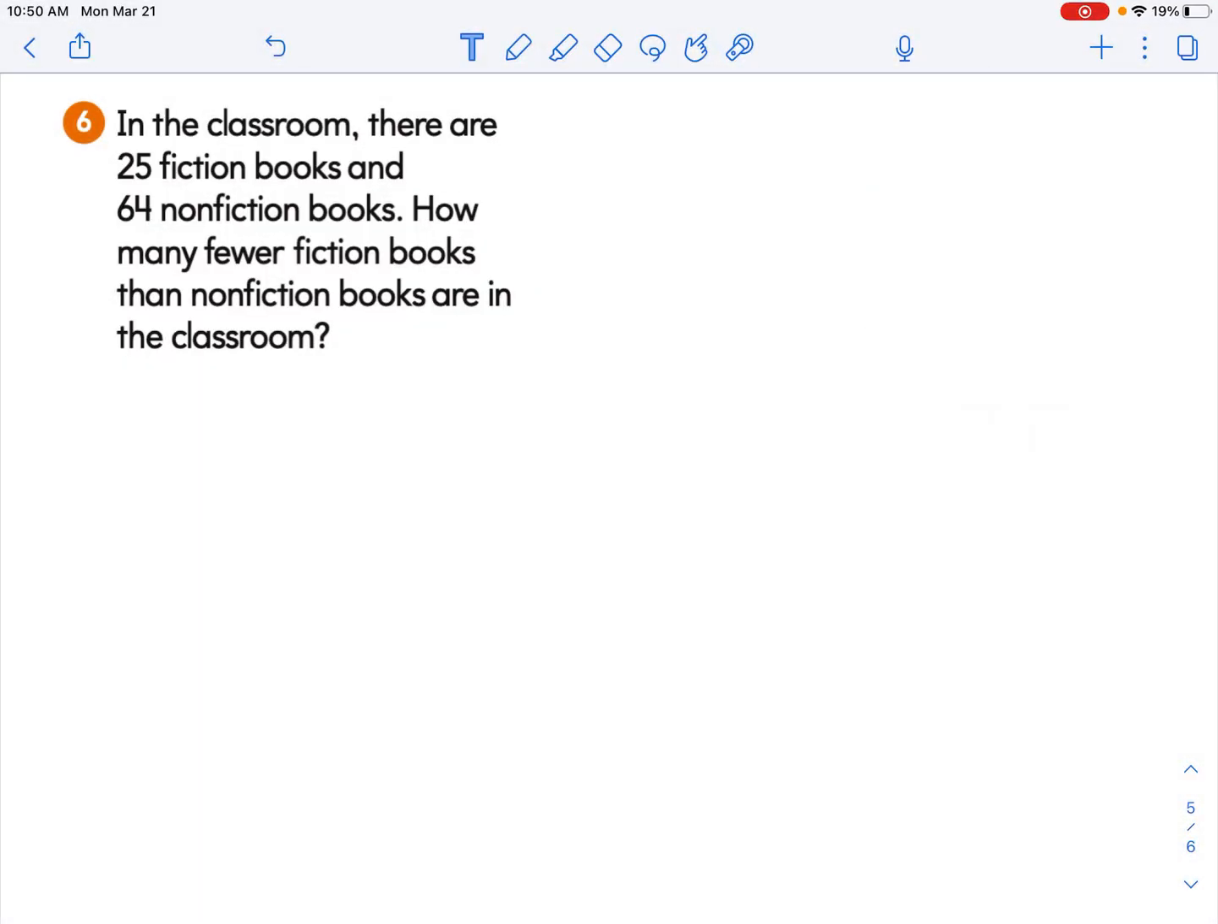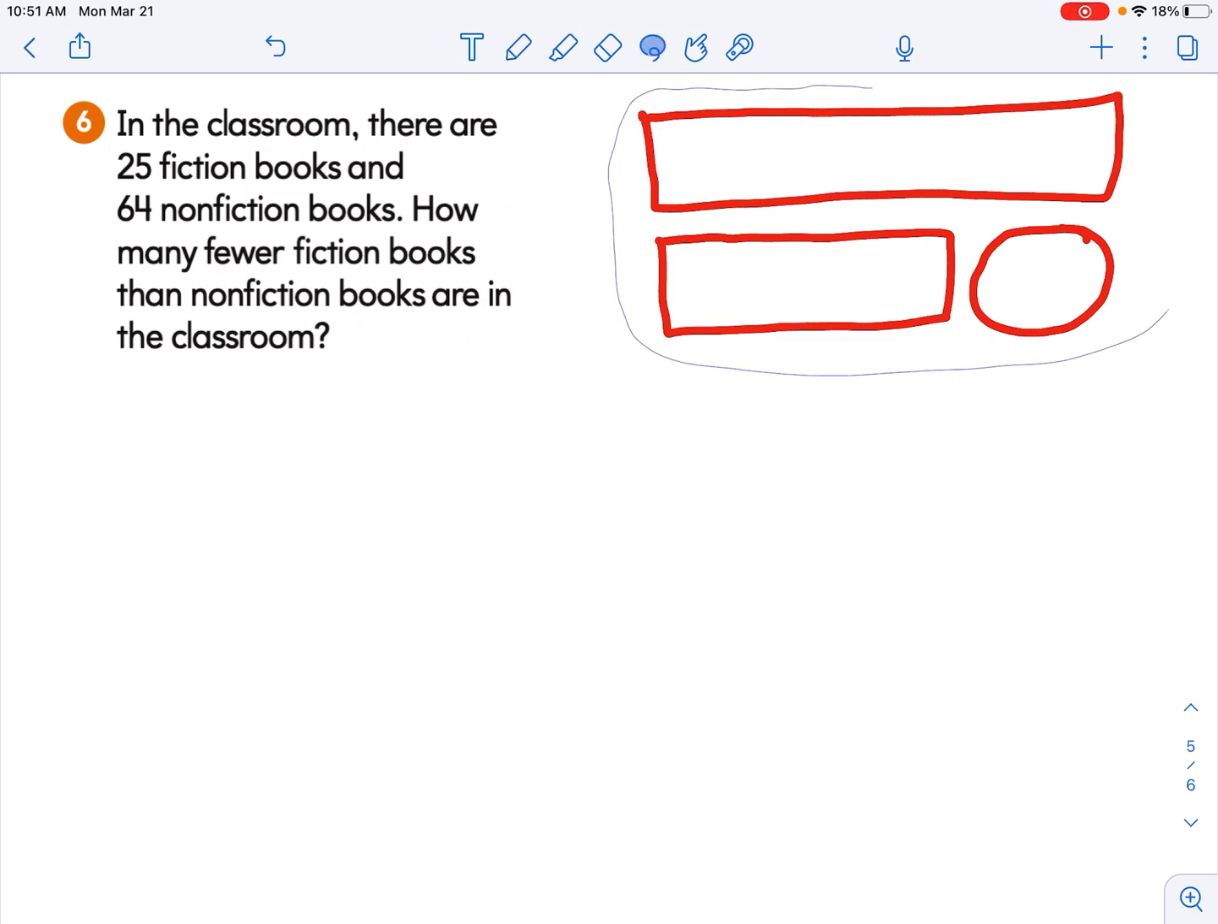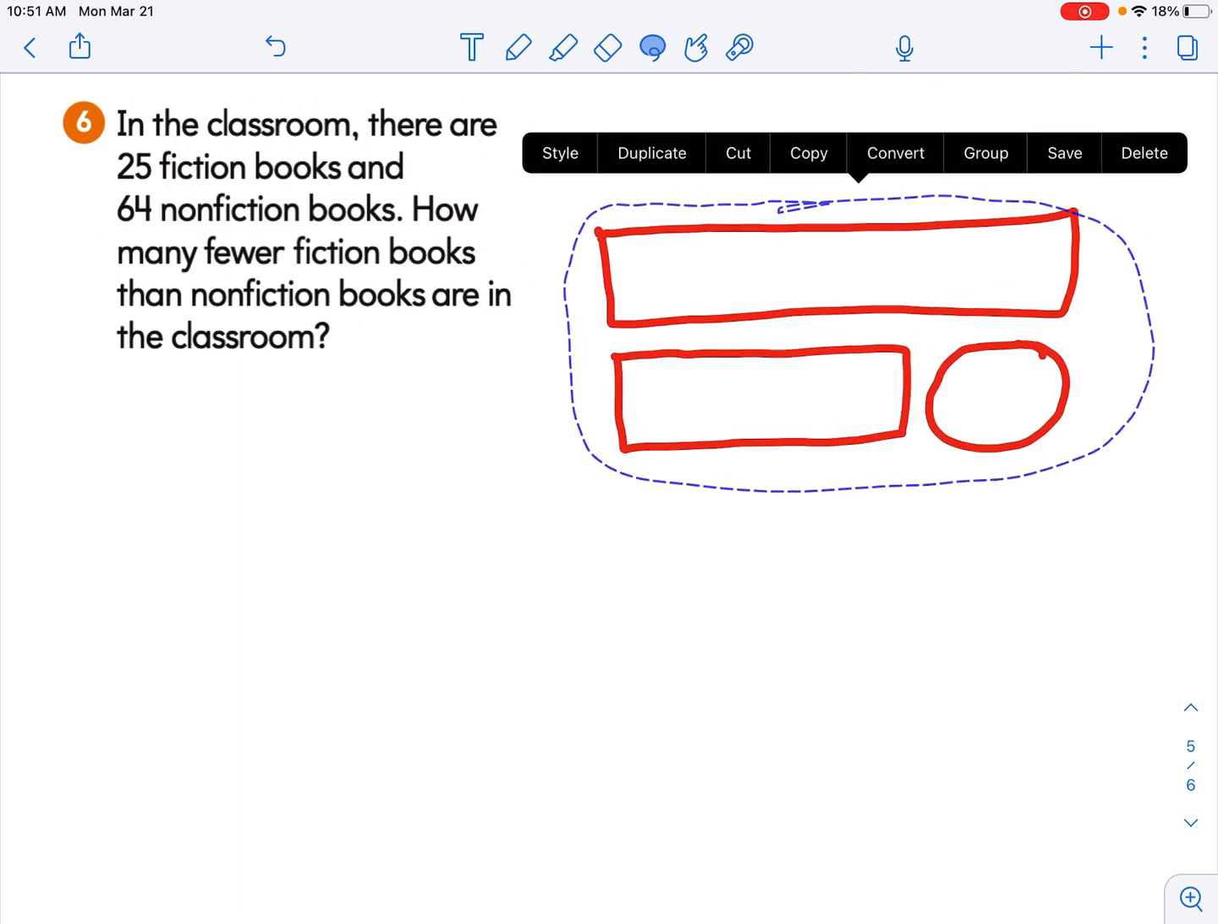Hello, second graders. Tonight for homework, you're going to keep practicing comparison problems. And remember, when we do comparison story problems, we want to represent our work using comparison bars. So right away, I'm going to draw these comparison bars on my homework to make sure I'm ready to plug in the numbers and to solve for the answer.